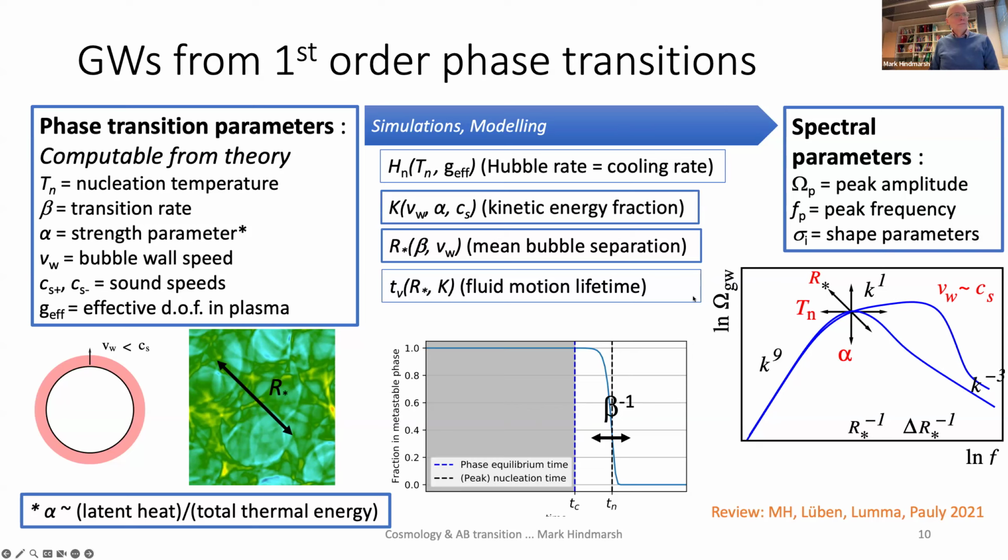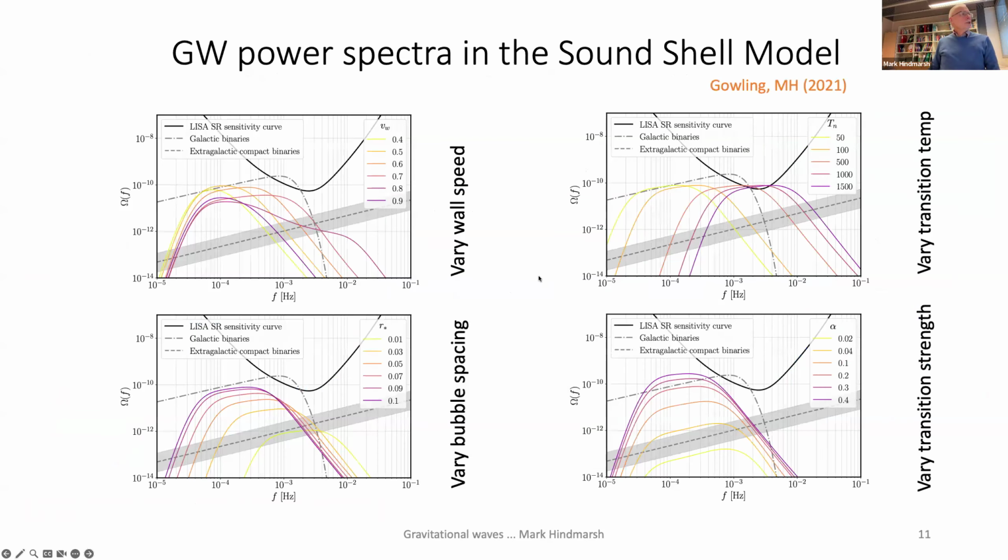So here's a cartoon, well, it's more than a cartoon, but less than the final answer, of what happens in an idealized system where the sound speeds are both 1 over square root 3, so you have ultra-relativistic sound speeds, and the transition is not too strong, and the bubbles are not too big compared to the Hubble length.